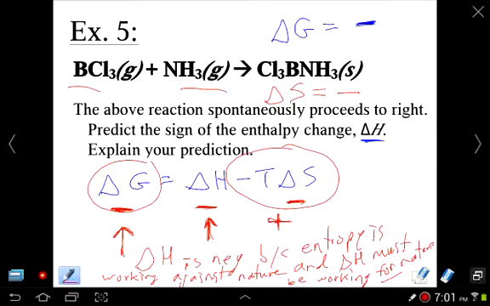You can also just explain it using the equation, but I think it's more fun to explain it in terms of what's going for and against nature. So that concludes lesson 3 of chapter 19.